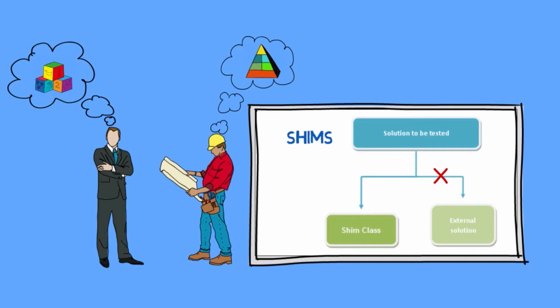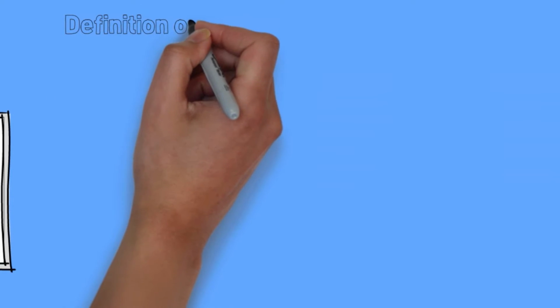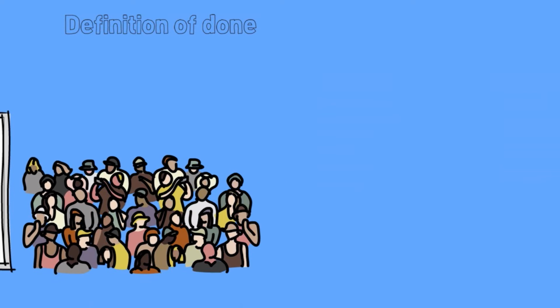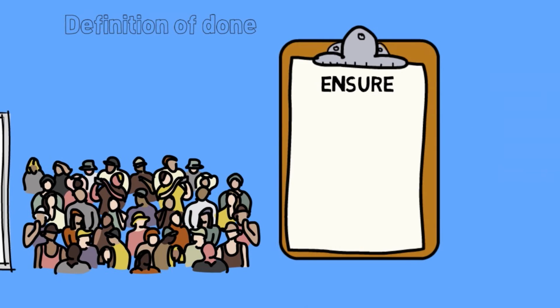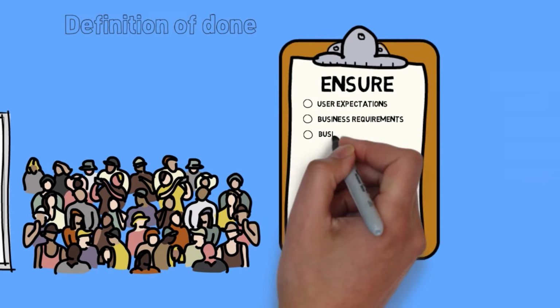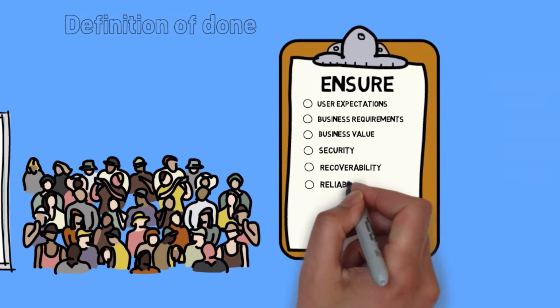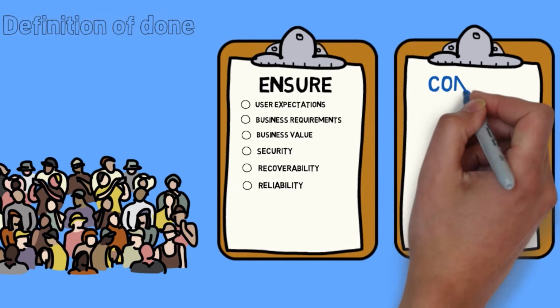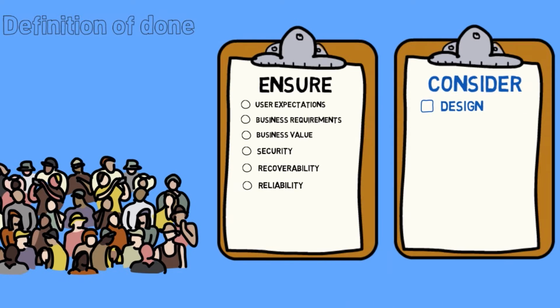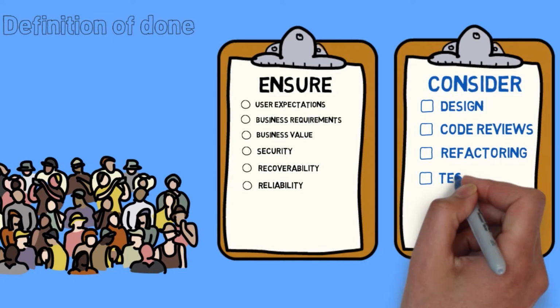What is software testing? Software testing is a way for the team to achieve the definition of done. Definition of done is a way to measure and maintain the quality of your software and code in a way that ensures user expectations, business requirements and value, security, recoverability, and reliability. When the team discusses and comes up with a definition of done, it can be helpful to consider design, code reviews, refactoring, and testing.